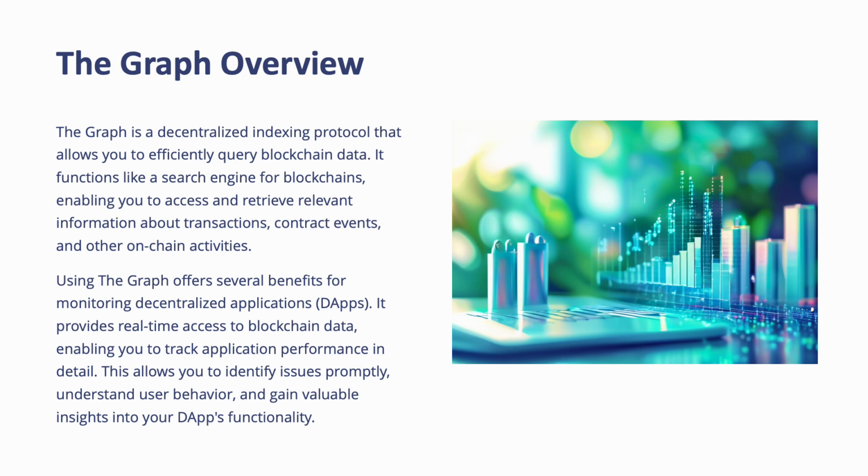The Graph is yet another powerful tool for monitoring. It allows you to query blockchain data in real time. Think of it like a search engine that helps you pull out relevant information about transactions, contract events, and more. By using The Graph, you can keep a close eye on your DApp performance, identify issues early, and understand how users are interacting with your application.